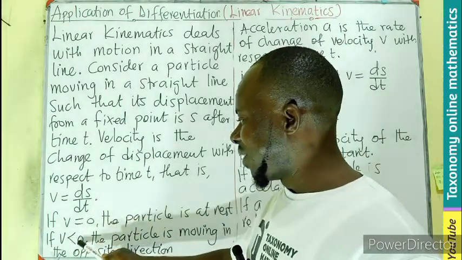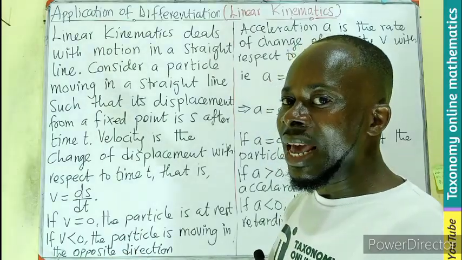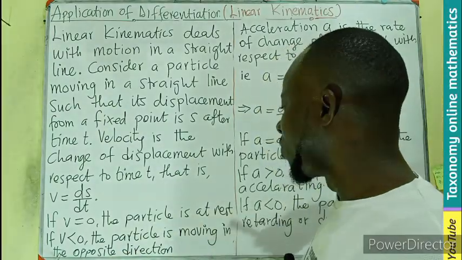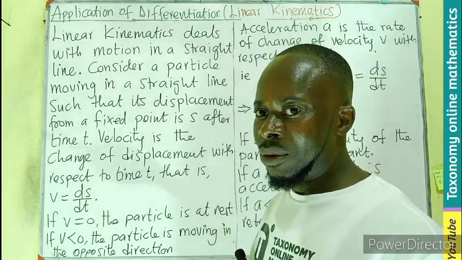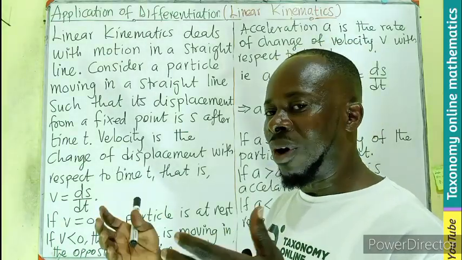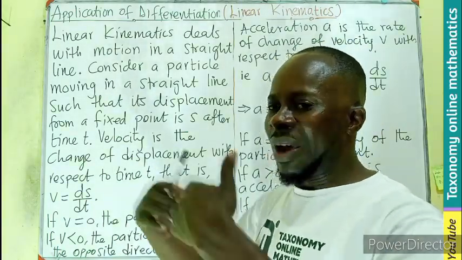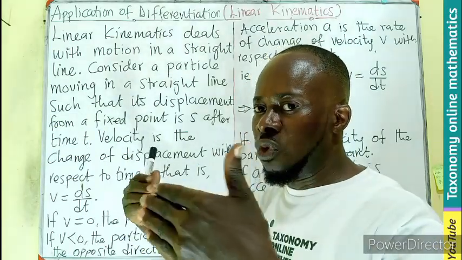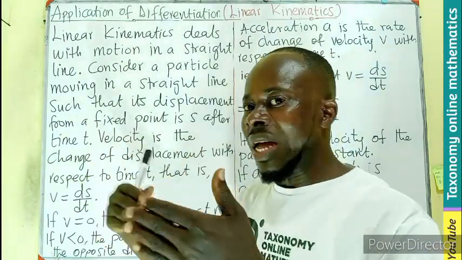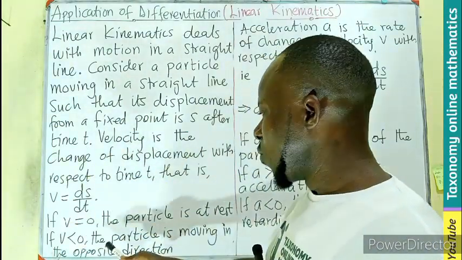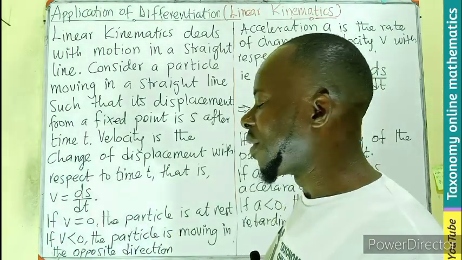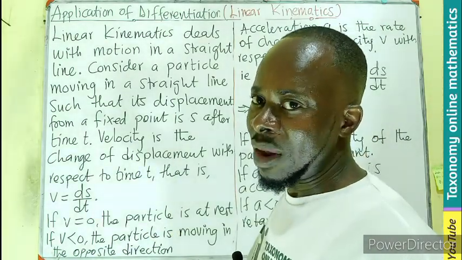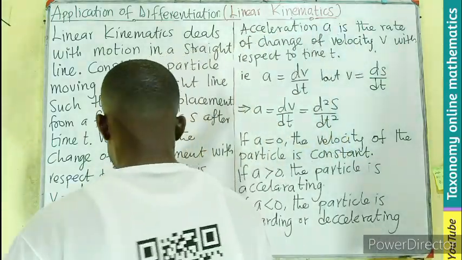Then if velocity is less than 0, meaning negative, the particle is moving in the opposite direction. You know, when cars collide together, their velocity determines which direction each car is supposed to go. If the velocity is negative, it means you are moving in the opposite direction to the direction of the particle.